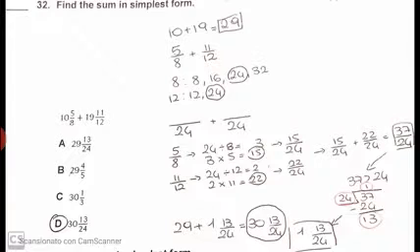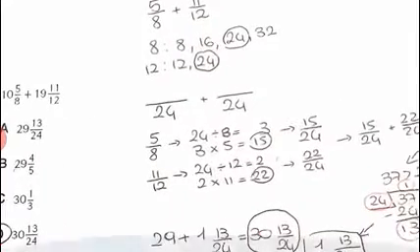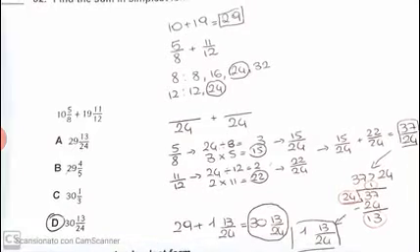We write the two times tables and we find that the smallest number in common is 24. So we write the two fractions with 24 as the denominator. So 5 over 8 becomes: 24 divided by 8 equals 3. 3 times 5 equals 15. So 5 over 8 becomes 15 over 24. 11 over 12: 24 divided by 12 equal 2, 2 times 11 equal 22, becomes 22 over 24.